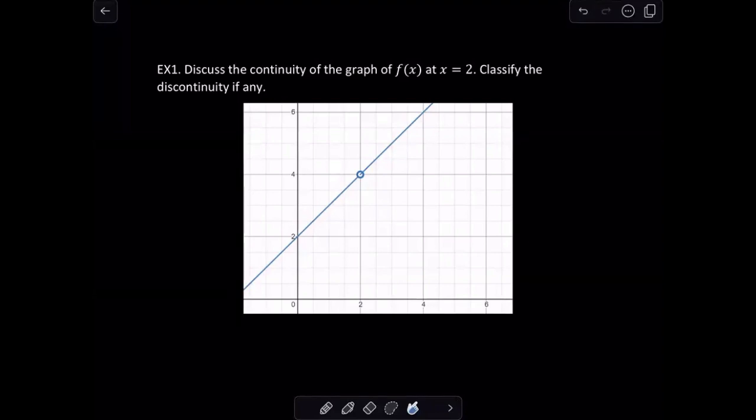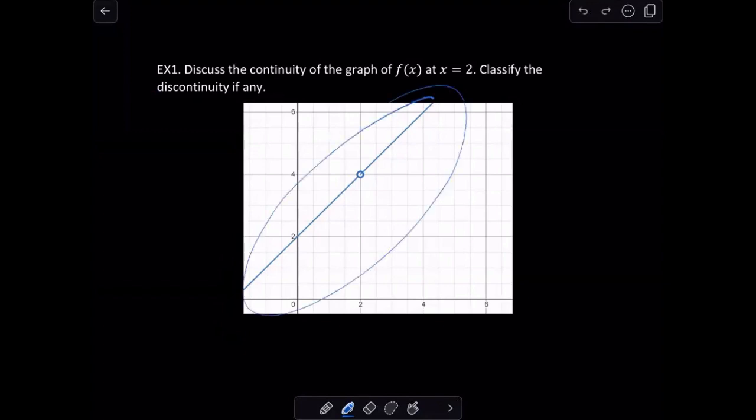So, take a look at example 1. It's asking you to discuss the continuity of the graph of f of x at x is equal to 2. So this is f of x, it's some linear function. It looks like it's x plus 2 at x is equal to 2. Let's classify the discontinuity, if any.